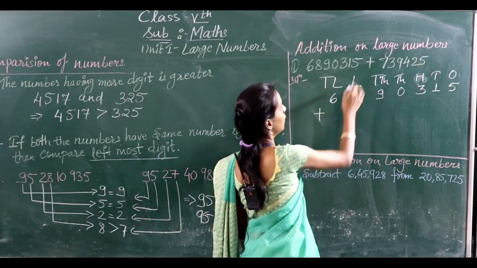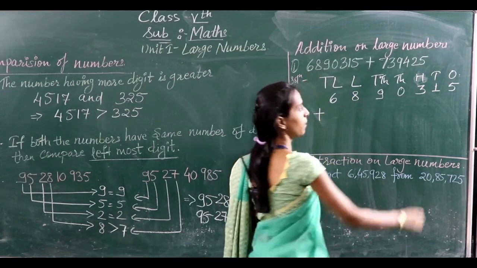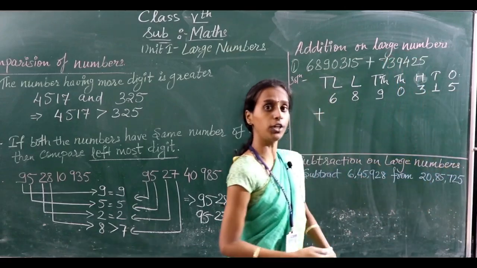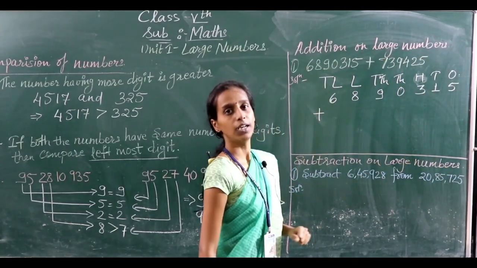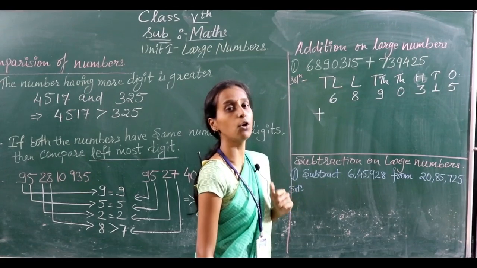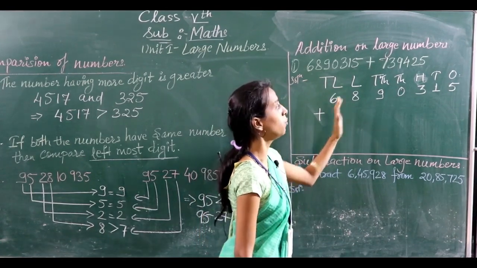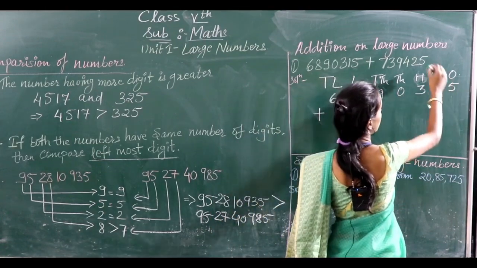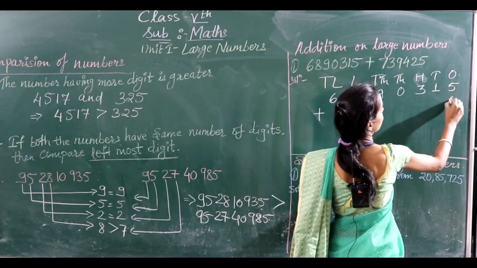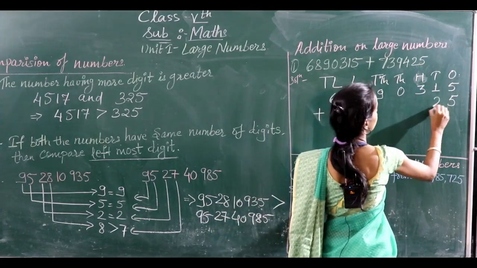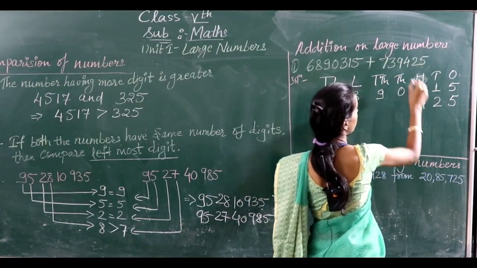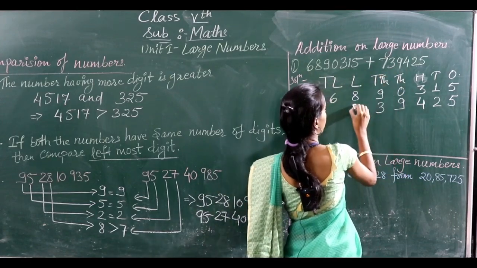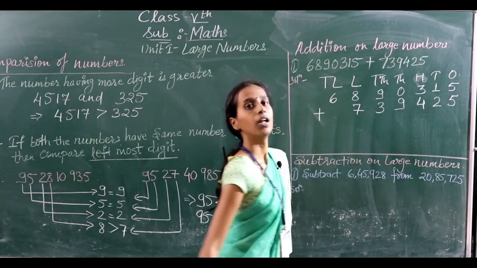We have to do addition. We have another number: ones, tens, hundreds, thousands, 10,000s, lakh. But sometimes we start writing from the left hand side, so there we make a mistake. We have to always write from the right hand side. So we will put here 5, 2, 4, 9, 3 and 7.